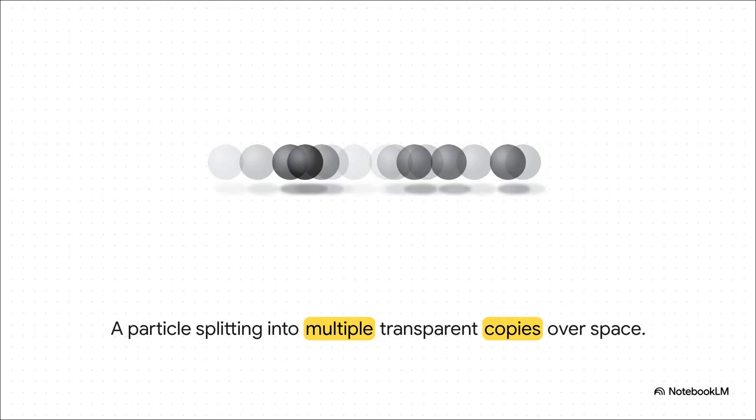So picture a quantum particle splitting into multiple opaque copies of itself, just spread out over space. The darker the sphere is, the more presence or likelihood it has of being found at that specific location. It's literally in multiple positions at once. And a qubit does the exact same thing with data. It can store a 0 and a 1 simultaneously.